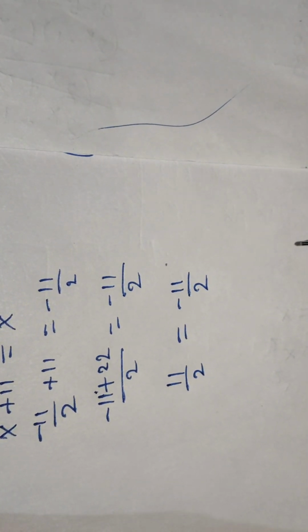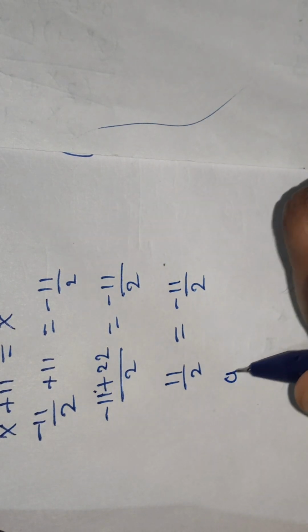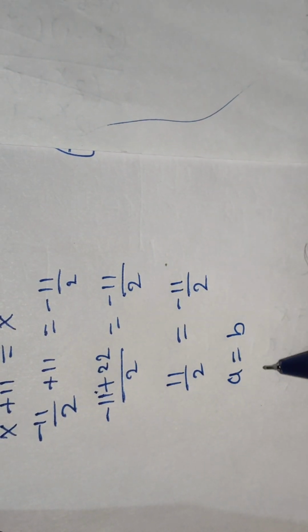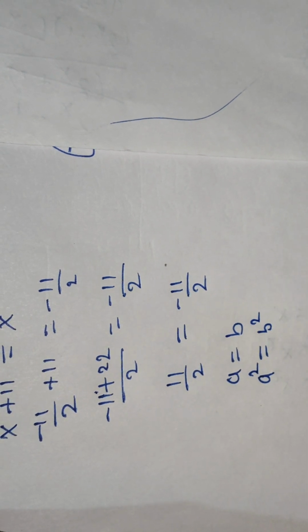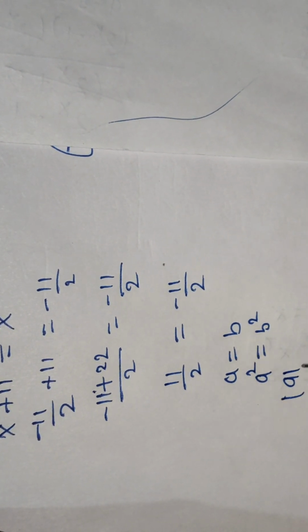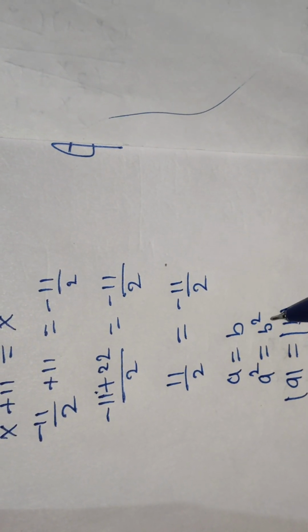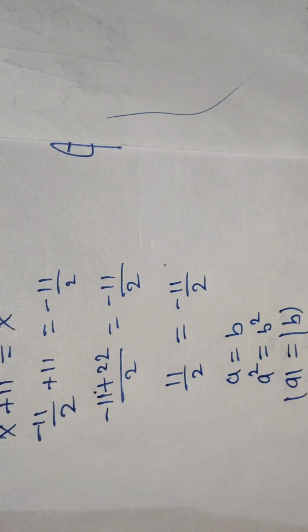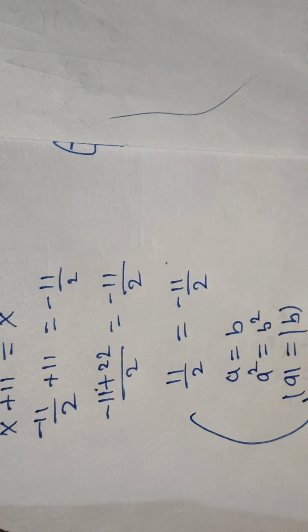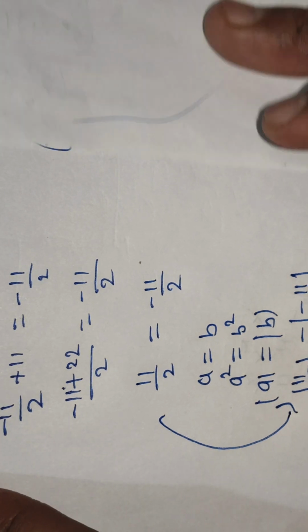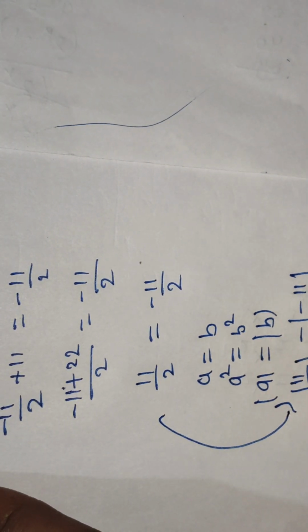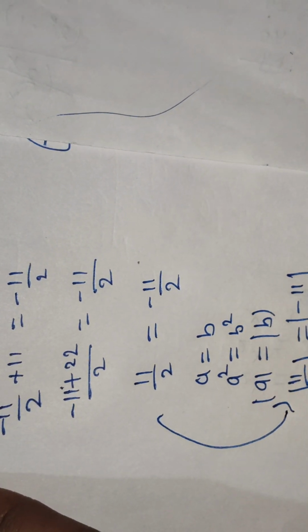Now we think, if on both sides a equal to b, now a square equal to b square. Only one condition: mod a equal to mod b. Now 11 by 2 mod equal to minus 11 by 2 mod. Mod means all negative numbers become positive numbers. So 11 by 2 equal to 11 by 2.